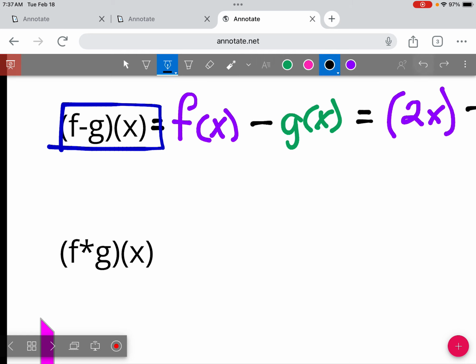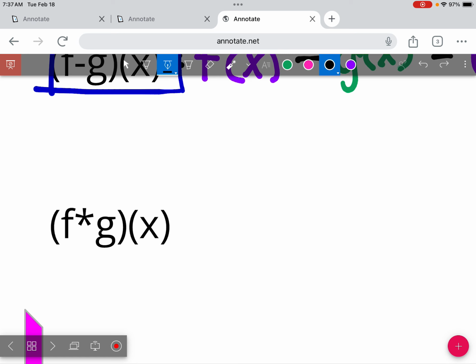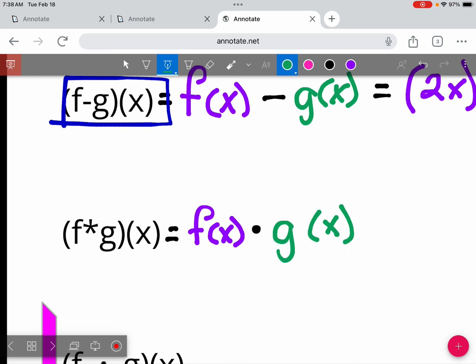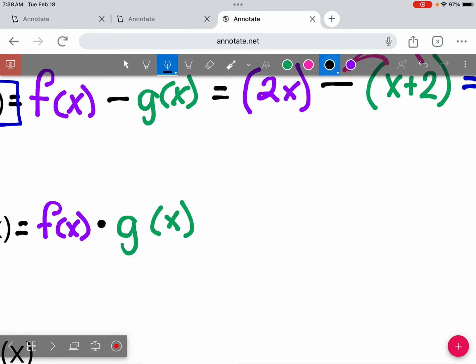We've done this next piece before too, but it's good for us to remember because we're going to use these all again in the upcoming days. We're going to take our f of x and we're going to times our g of x. So f times g of x is the same as having f of x times g of x. They just word it differently because mathematicians are extra.